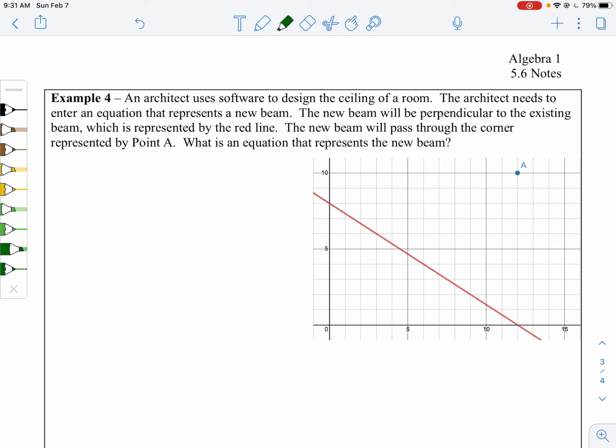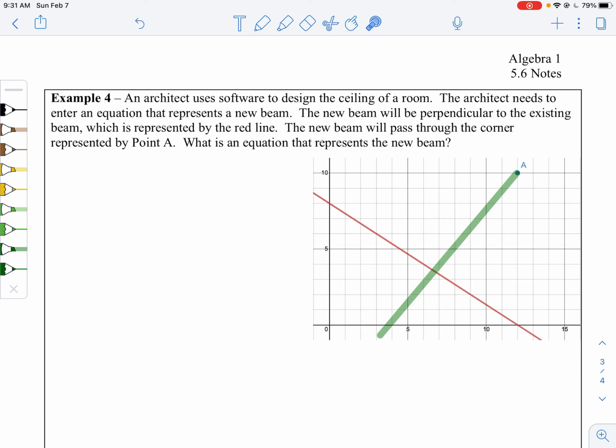Your new beam is going to be perpendicular to the existing beam, which is your red line here. So it's going to be like that, kind of. The new beam will pass through the corner at point A. What's an equation that represents the new beam?